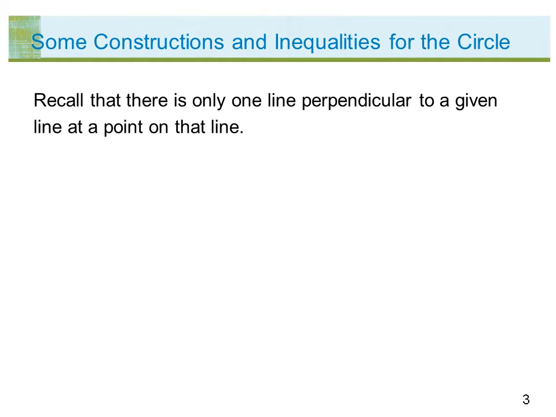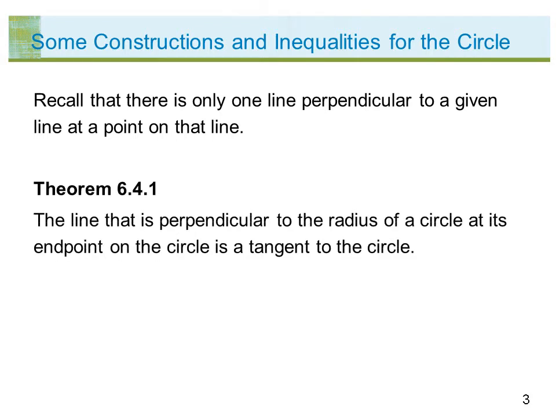Recall that there is only one line perpendicular to a given line at a point on that line. Theorem 6.4.1. The line that is perpendicular to the radius of a circle at its endpoint on the circle is a tangent to the circle.